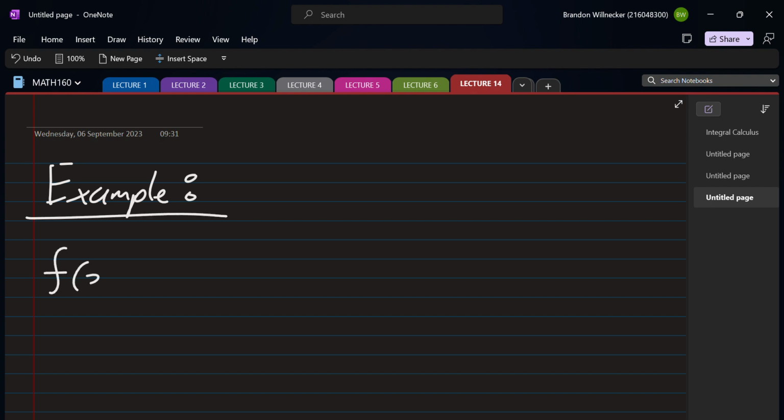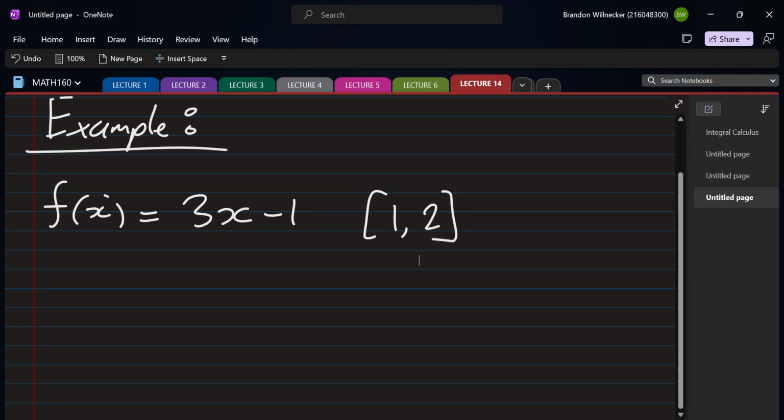Okay, so we have f of x = 3x - 1 on the interval 1 to 2. We've got our function and our interval from 1 to 2. We would like to find the area, so we follow those same steps that we had before. We calculate our delta x, we calculate our xi, f of xi, and then we find that limit.